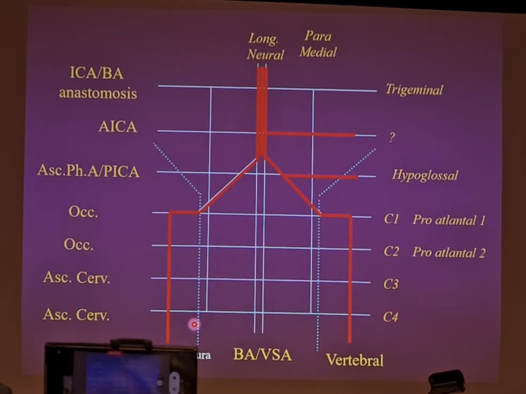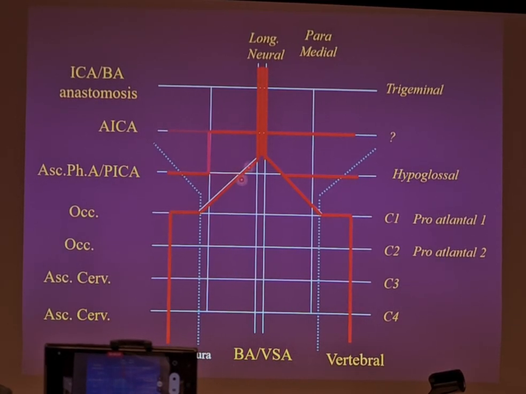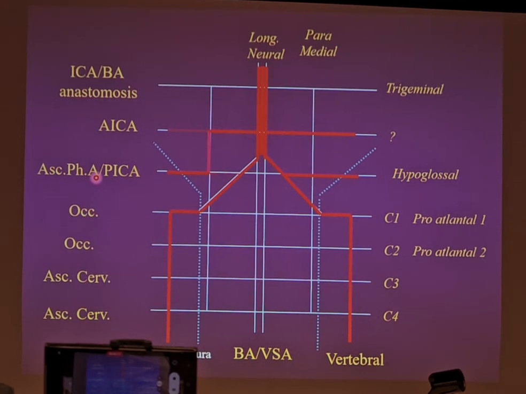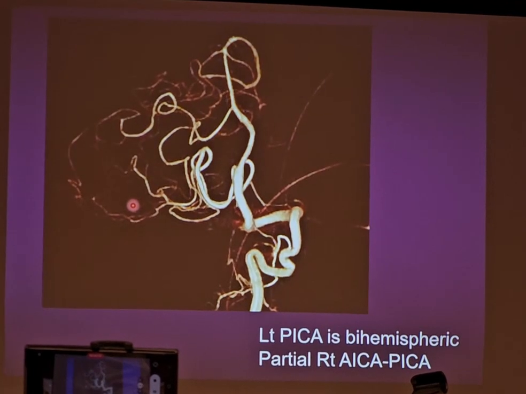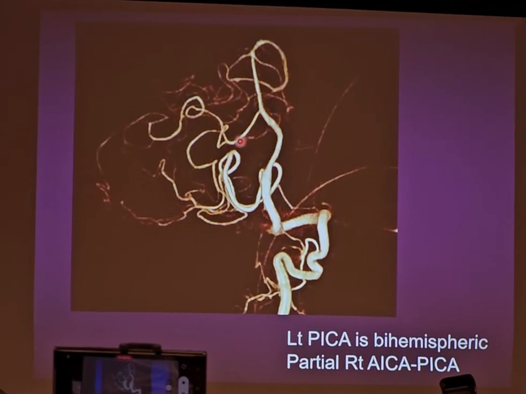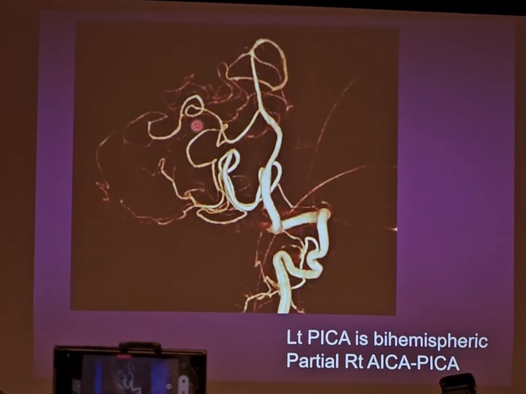One of the most frequent variations that we see in the region is AICA-PICA. That means this regressed PICA and the dominant AICA give rise to this PICA. So this is very often seen in our real practice, and you see that this AICA gives a big PICA branch downstream.